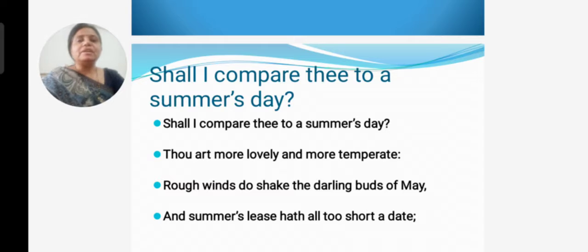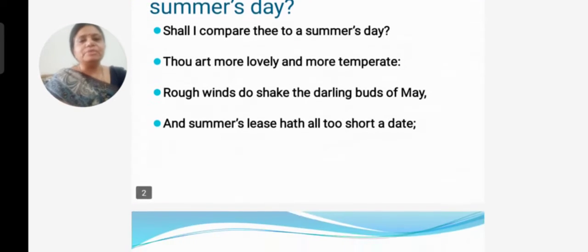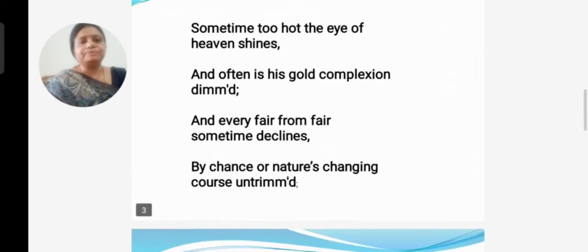And there are rough winds which blow during the summer's day and they cause a lot of harm to the flowers. Flowers are blown away, their petals are blown away during the summers, and the lease, the duration, the time period of summer is too short. So these are the reasons why he is not comparing the beauty of the fair youth to a summer's day. Summer's day is beautiful in itself, but still it can't be compared with the beauty of the fair youth.